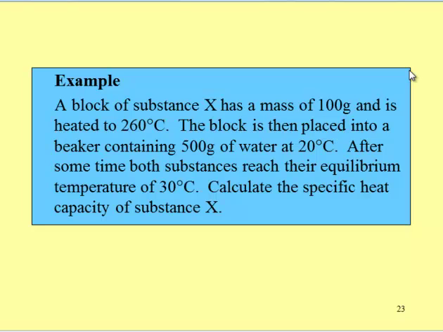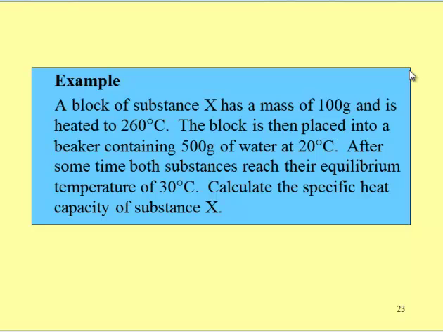Another example. In this case, you've been asked to calculate the specific heat capacity of an unknown substance. I have a mass of 100 grams of this unknown substance, and it's heated to 260 degrees centigrade. The block is then placed in a beaker containing 500 grams of water at 20 degrees centigrade. After some time, both substances reach an equilibrium of 30 degrees centigrade. Find out what the specific heat capacity is.